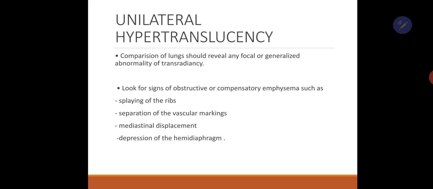Unilateral hypertranslucency, that is, more dark. Comparison alone should reveal any focal or generalized abnormality. Look for the signs of obstructive or compensatory emphysema. Look for these signs like splaying of the ribs, separation of the vascular markings, mediastinal displacement, and depression of the hemidiaphragm.